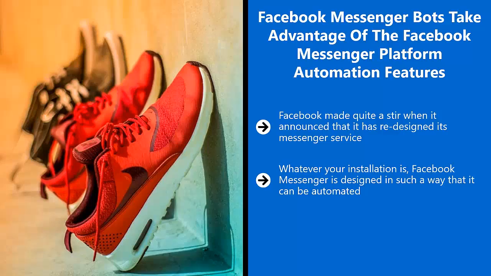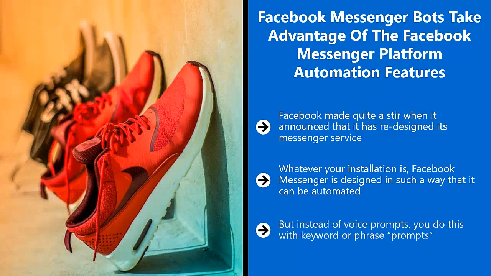By using scripts, you can program your Facebook Messenger app to send predetermined text to people contacting it. It's like calling a customer service number and being asked to press different buttons depending on the nature of your inquiry. But instead of voice prompts, you do this with keyword or phrase prompts.